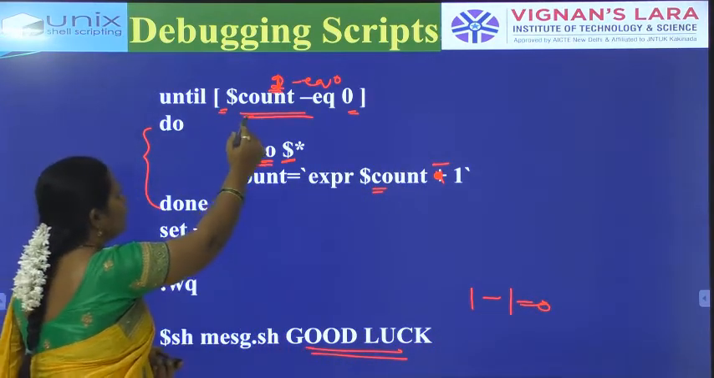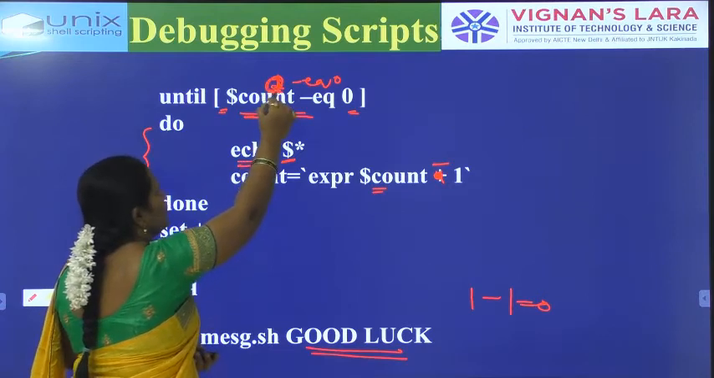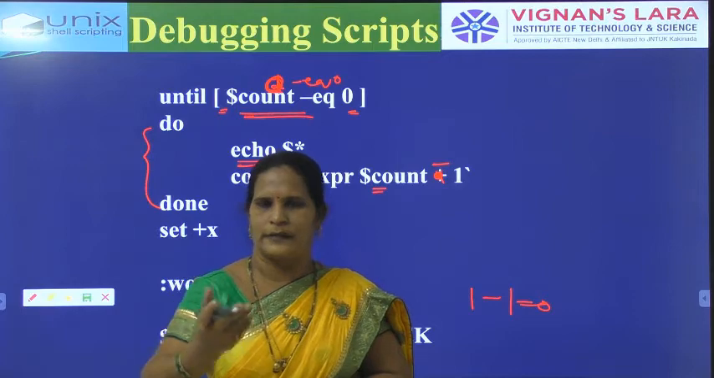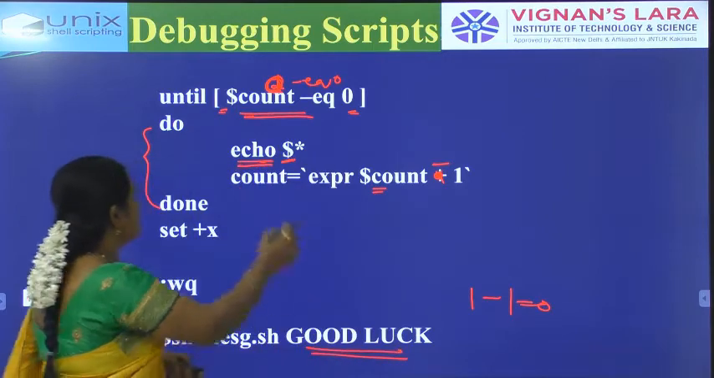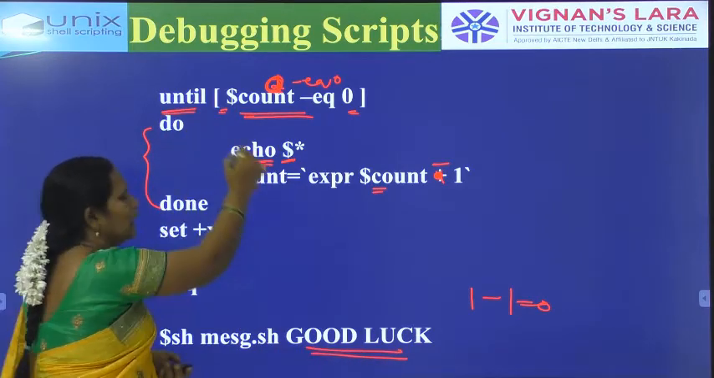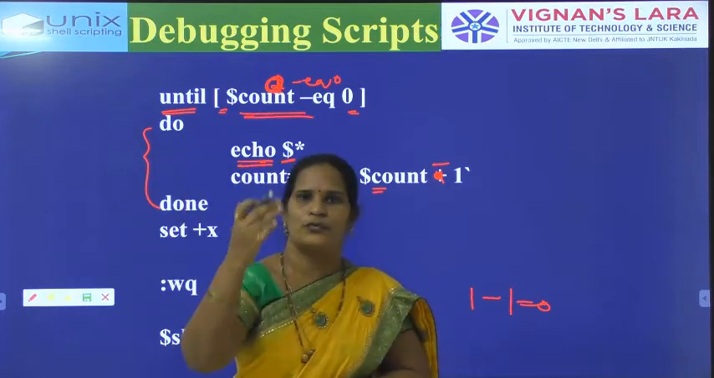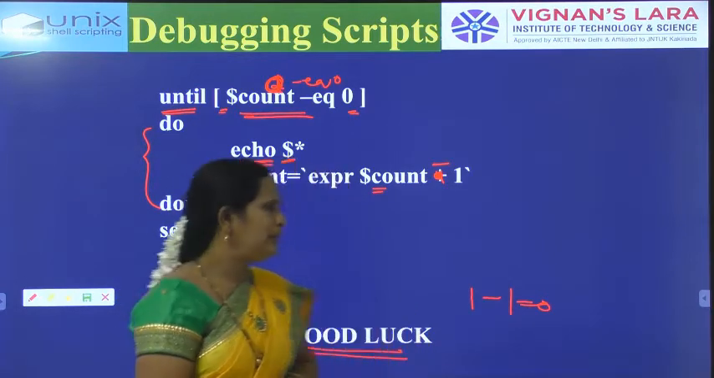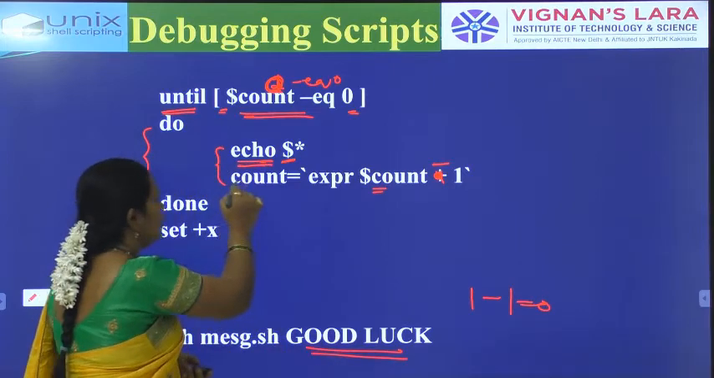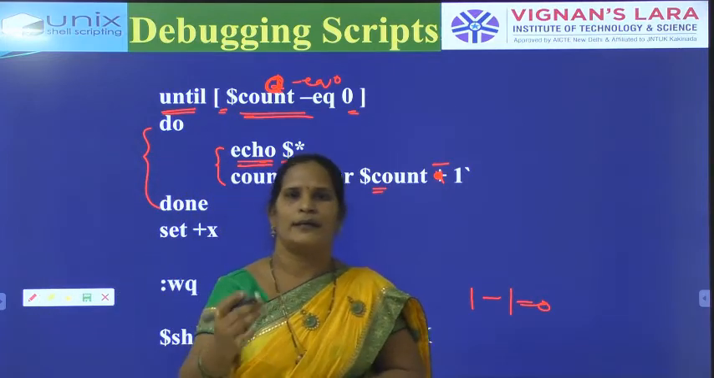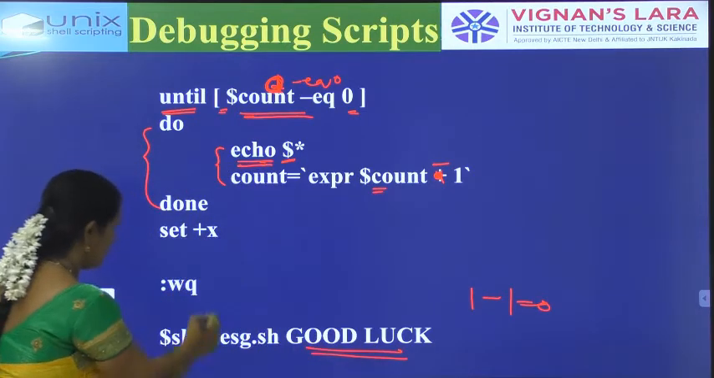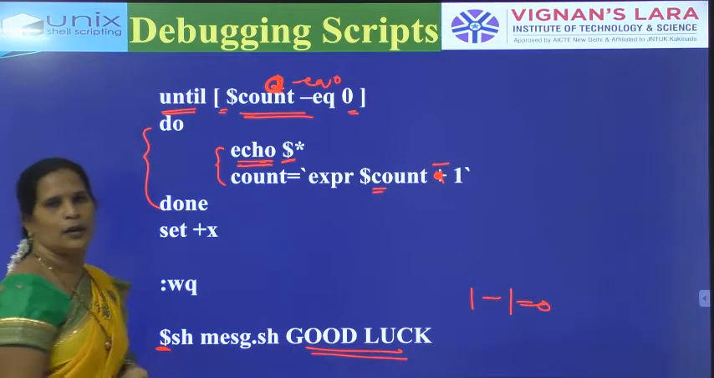Now the control goes here. The count value is equal to 0. 0 equal to 0 means it is true. Whenever the until condition expression returns a true value, the control simply comes out of the loop, which means the statements specified between do and done are not executed. Simply the control comes out of the program and displays the dollar prompt.